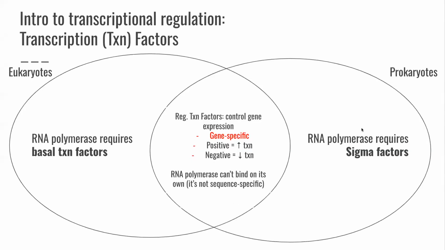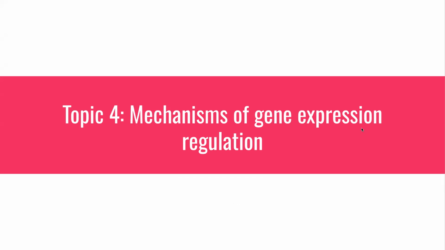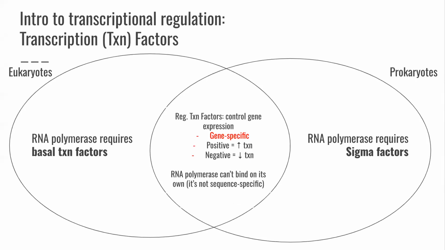Okay, so I'm going to start with topic 4, which is mechanisms of gene expression regulation. To give you a little overview to start, things go a little differently in eukaryotes and prokaryotes. In both eukaryotes and prokaryotes, they use transcription factors. RNA polymerase can't bind to DNA on its own. But eukaryotes use basal transcription factors and prokaryotes use sigma factors.